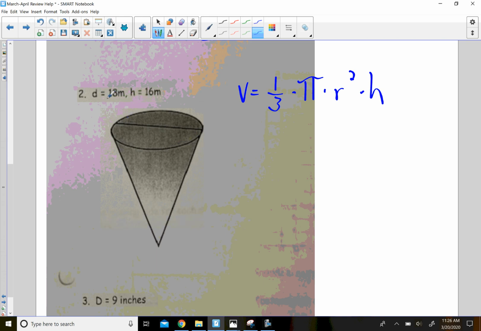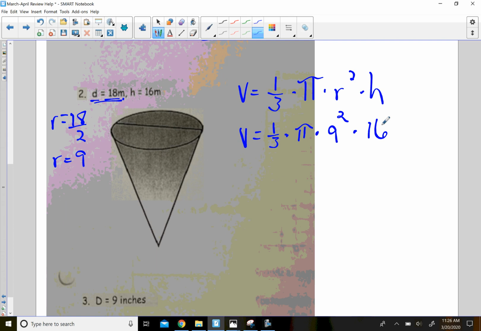Again, this time they're telling me the diameter is 18, but I want the radius. If the diameter is 18, the radius is the diameter divided by 2, so the radius is going to be worth 9. I'm going to start this one off and let you finish it up. The volume is going to be 1/3 times pi, and then I'm going to use 9 for the radius, square it, and then the height. How tall is the cylinder? Sorry, the cone, it would be 16. So I'm going to stop there for this one and you can finish this one up.